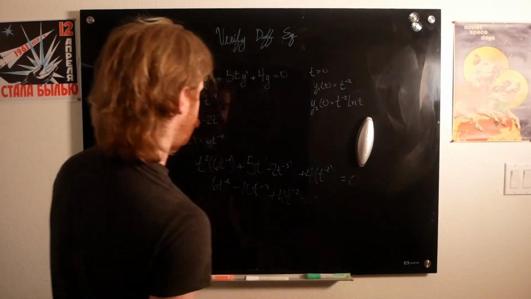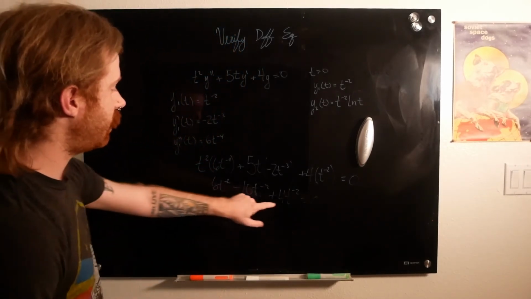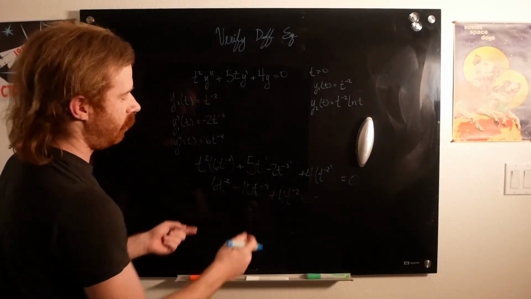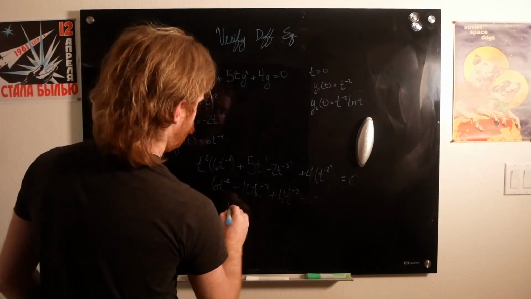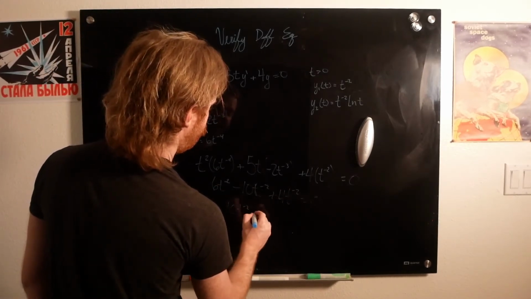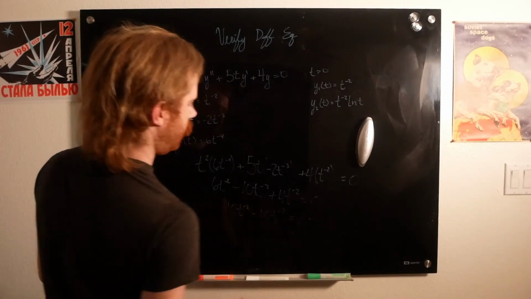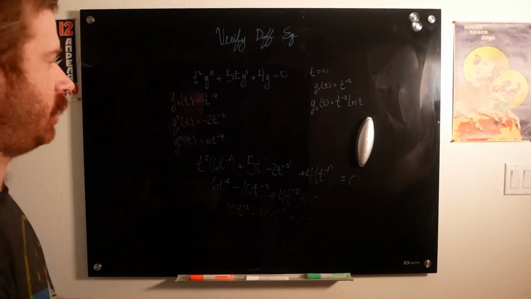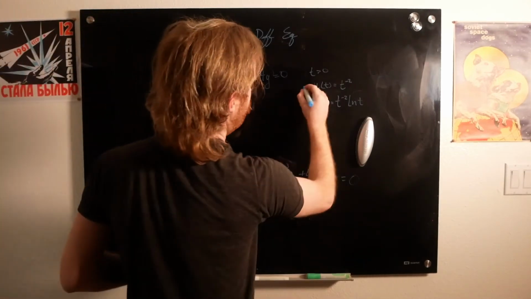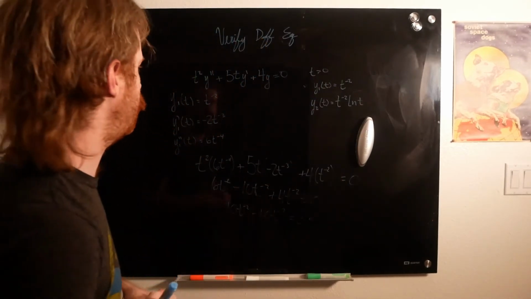And is that going to be 0? Well, we have 6 and 4, which makes 10. You add them together, they're all like terms. So 10t to the negative second minus 10t to the negative second does equal 0. So that first term, y1, is a solution to this differential equation.